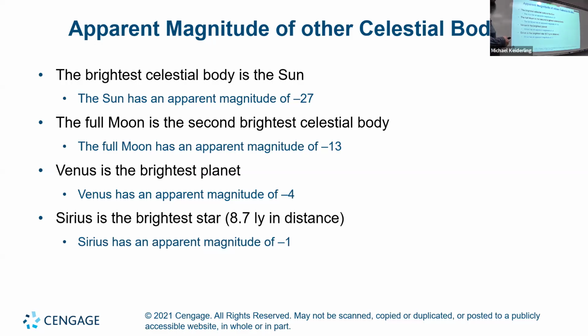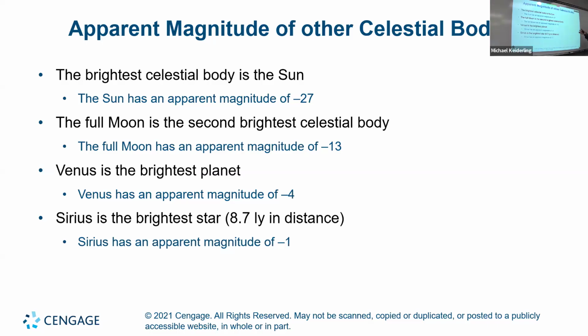The full moon is the second brightest celestial body. It has an apparent magnitude of negative 13. Notice the huge difference between those. That is a difference of 15, which is a difference of 1,000,000 in brightness. So the sun puts out 1,000,000 times more light than the full moon.